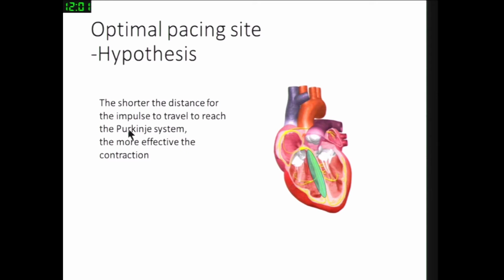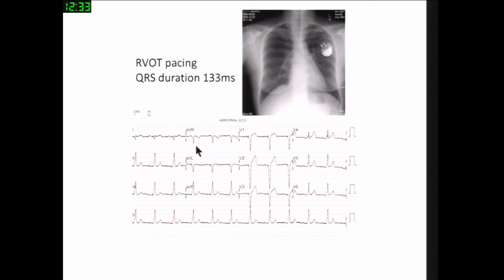The optimal pacing site is the one with the shorter distance for the impulse to travel to reach the Purkinje system, which makes a more effective contraction. So from the RV apex, we moved to the RV septum for RV pacing. It may be more effective and more physiologic. So I'd like to show some cases of RV outflow tract pacing.